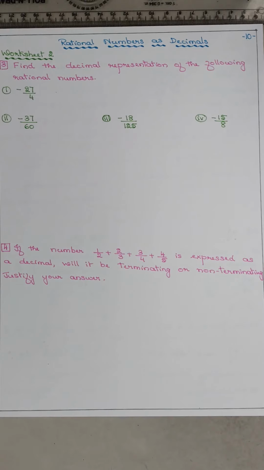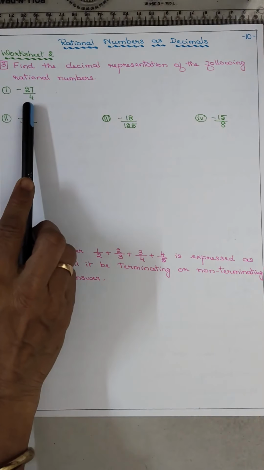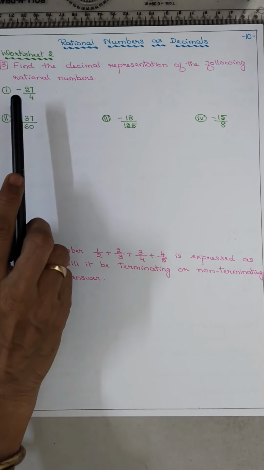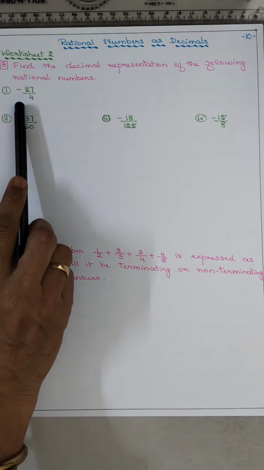We are discussing worksheet 2 of rational numbers as decimals. Now coming to the third sum, find the decimal representation of the following rational numbers. You are confident now: in the first and second worksheets you have seen which numbers can be written as terminating decimals and which as non-terminating, isn't it? Here the denominator is 4, so you can use the first worksheet method, isn't it?